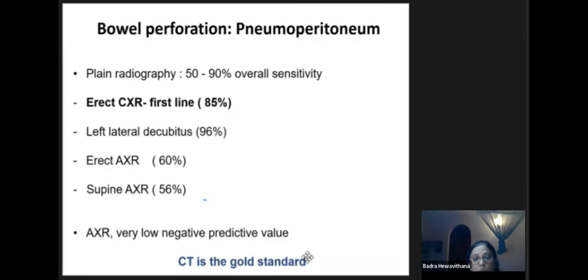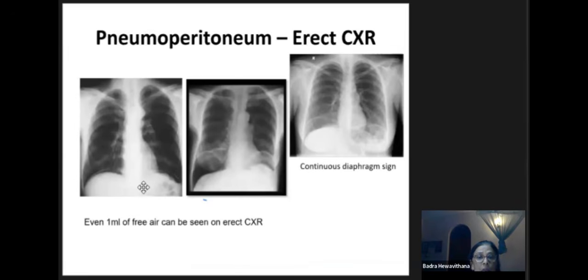So CT is the gold standard. Even if you have 1 ml of air, you will be able to see it in the CT. But can we do CT in all instances? If you're in a center where there's no CT, no choice, you have to learn your pneumoperitoneum signs on the X-ray.